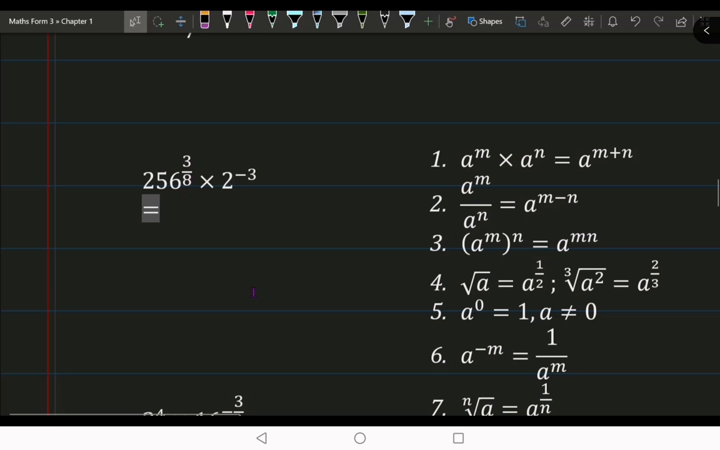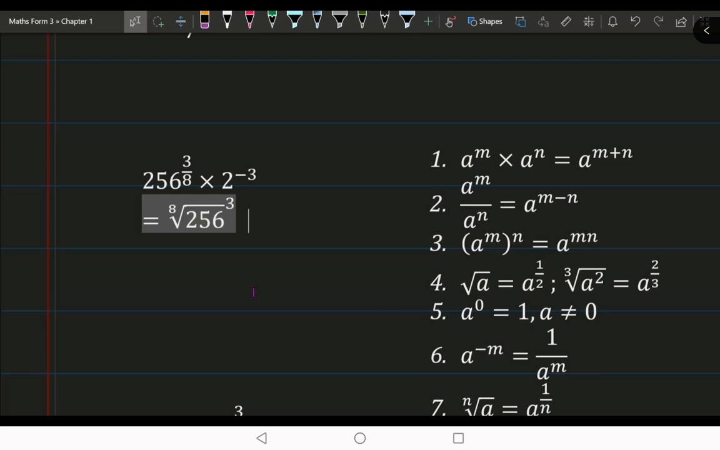What is 1/8? That means the 8th root of 256, and then to the power of 3. Okay, that is the meaning.